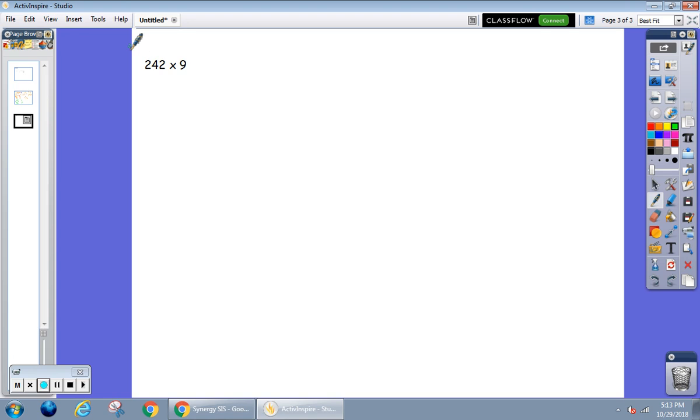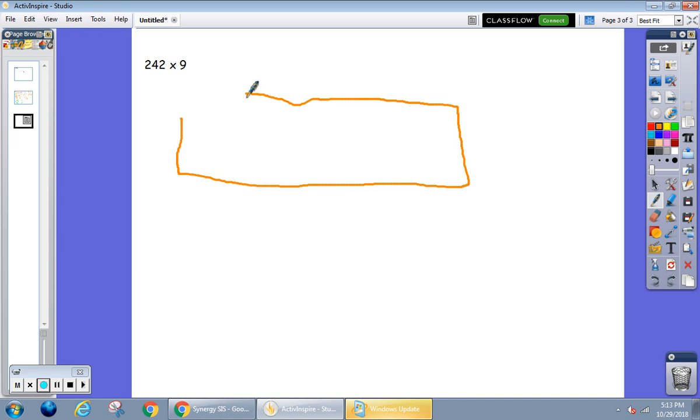All right, let's try one more with a 3-digit by a 1-digit. I have 242 times 9. All right, start with that box method. I have a 3-digit number times a 1-digit number. So my box needs to be, oh goodness, this is atrocious. 3 by 1 box. So I have 242, so I need to break that into 200, 40, and 2. And then it's multiplied by 9.